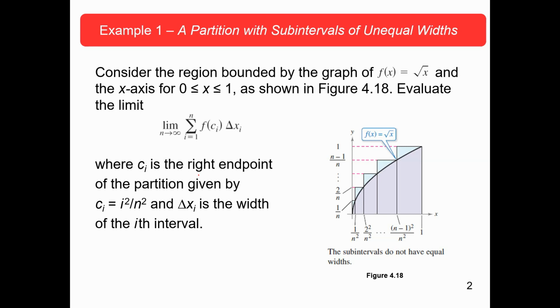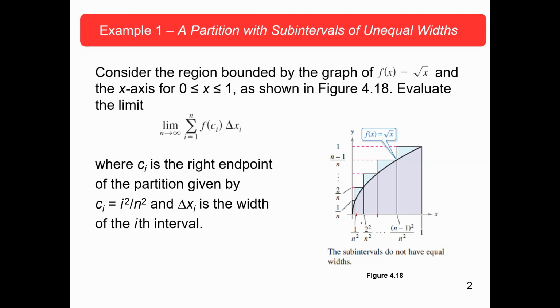Now in this case, ci is going to be the right endpoint of the partition, and it's going to be given by ci equals i squared over n squared. So notice this is 1 squared over n squared, this is 2 squared over n squared, 3 squared, all the way to n minus 1 squared over n squared.